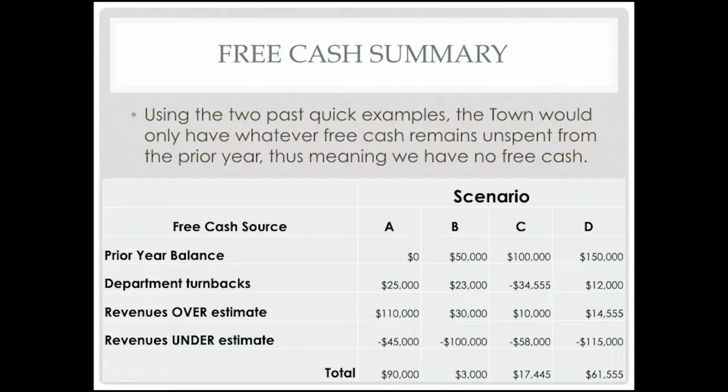But we collected more revenues, but then we had some revenues under the estimate. So this year here, they only had 17 grand left, whereas this year, where they started with nothing, they ended up with 90,000 because they had some revenues way over estimates. Some of our revenue streams, and we'll talk about them in a minute, are more volatile. Some of them are very much based on the economy.